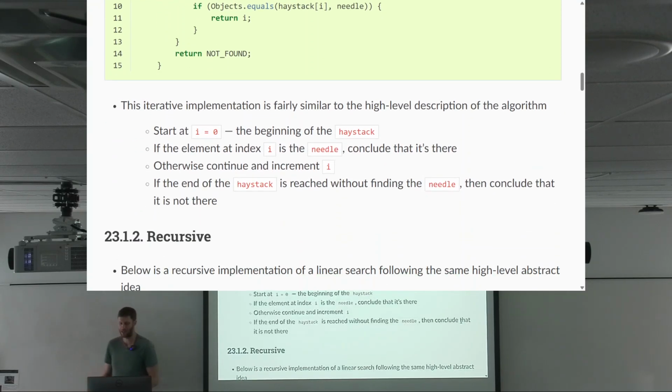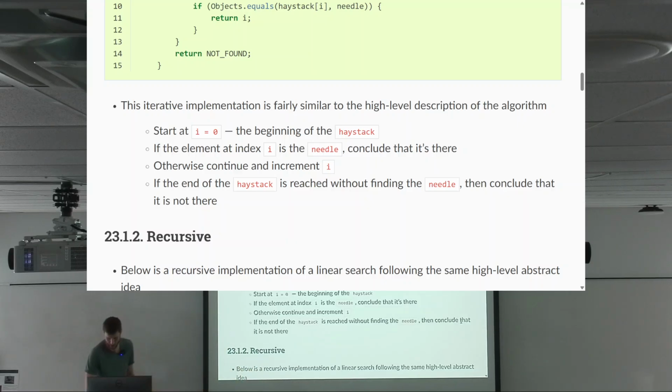The iterative implementation is very similar to the high-level description. Start at index 0, the beginning of the haystack. If the element at index i is the needle, conclude that it's there. Otherwise, continue and increment i. If the end of the haystack is reached and we never found the needle, then it must not be there. That's the algorithm.